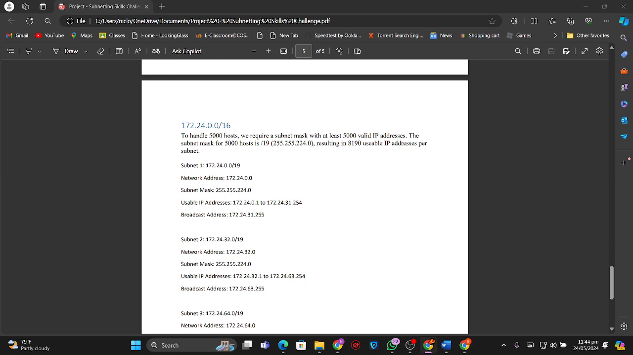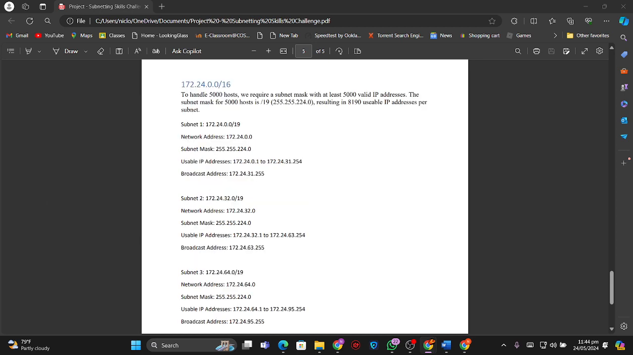So we have the network address starting from 172.24.0.0 with the subnet mask discussed earlier on. Usable IP addresses range from 172.24.0.1 to 172.24.31.254. The broadcast address is 172.24.31.255.